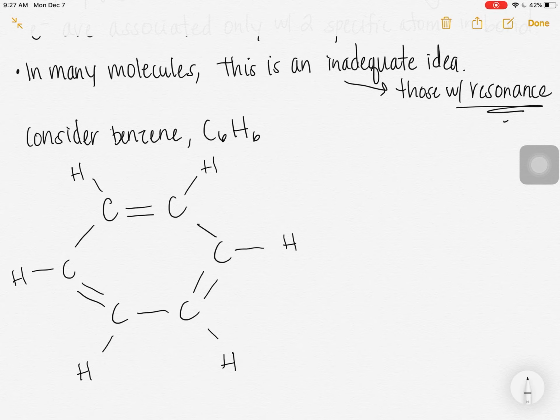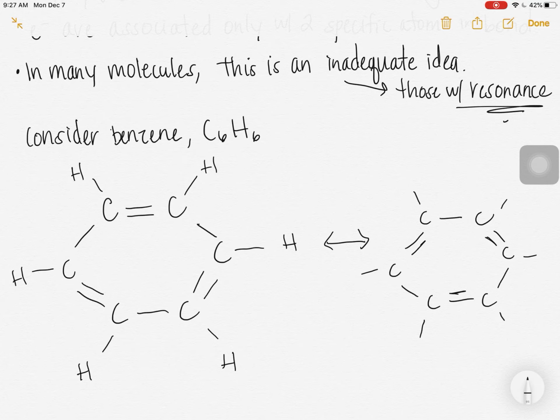If I draw it like this, there's an H on every carbon, and then there are these alternating double bonds. But technically, couldn't my double bonds be in different places? Here are my H's. Couldn't I have my double bonds here, here, and here? And the answer is yes. So this molecule and this molecule are resonance structures for each other.